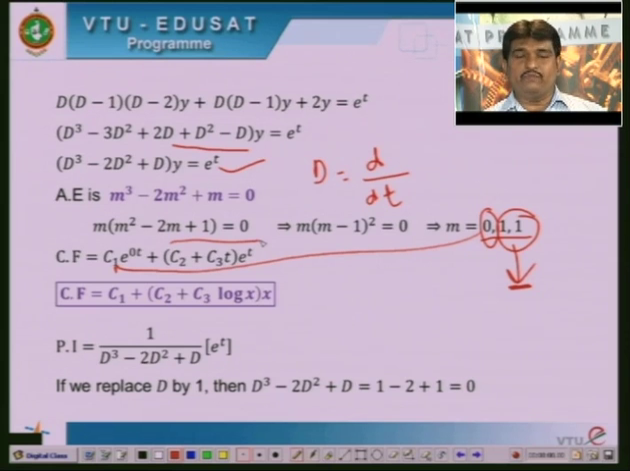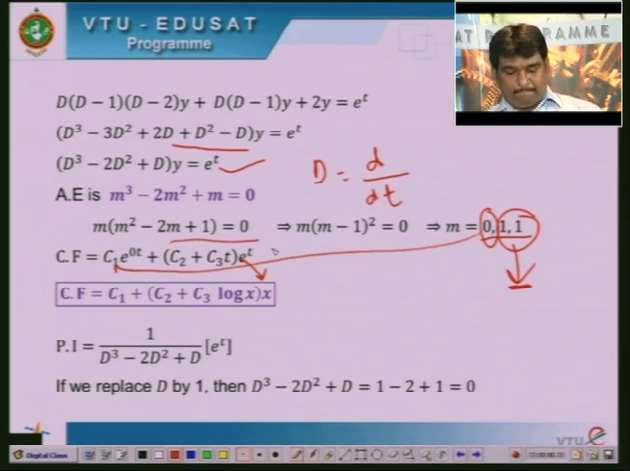Now you convert t in terms of x using the known substitution. e to the power of t is x, t is log x. So the complementary function contains 3 arbitrary constants c1, c2, c3 because the given differential equation is of third order. So the complementary function is c1 plus (c2 plus c3 log x) into x.